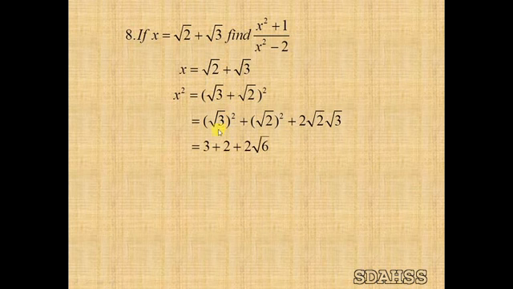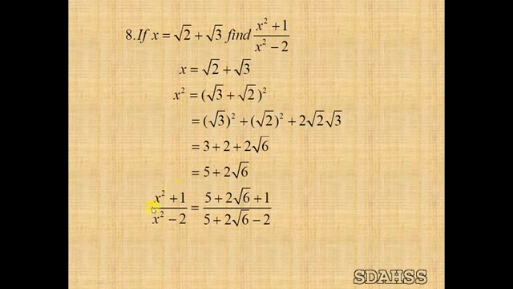Which is equal to root 3 whole square, meaning root 3 into root 3, which is 3, plus root 2 whole square, meaning root 2 into root 2, which is 2, plus 2 root 2 into root 3, which is root 6. Then 3 plus 2 is 5, so 5 plus 2 root 6. So x square is equal to 5 plus 2 root 6.